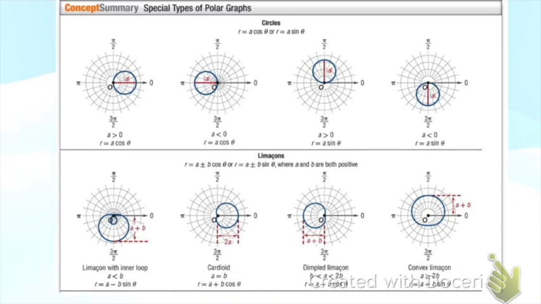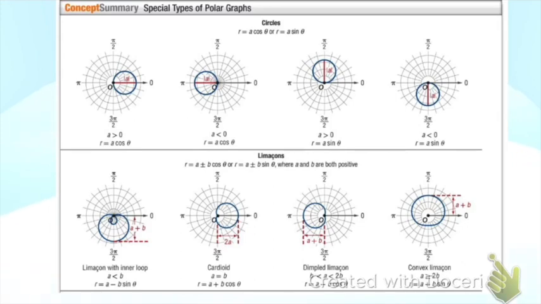The next thing we get is what we call limicons. And these ones have a little loop in the middle, you'll see. Depending on the equation, you get different types of limicons. On the left there, you have a limicon with an inner loop when a is less than b. So you'll see the equation is a, and then you have plus or minus b cosine, or a plus or minus b sine. So if a is less than b, we get this limicon on the bottom.